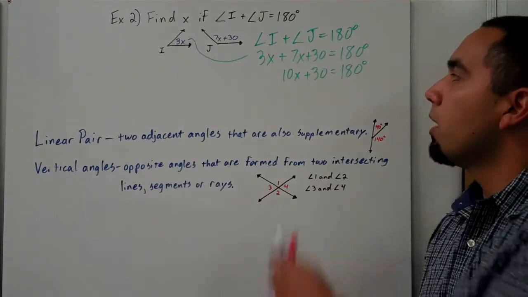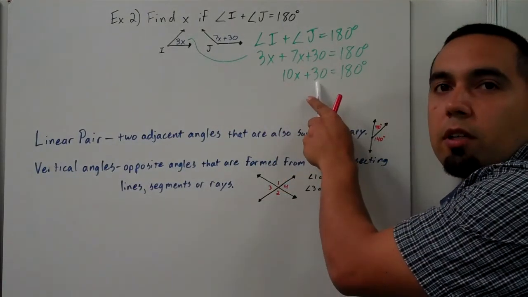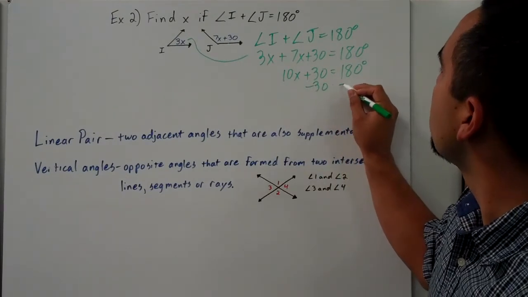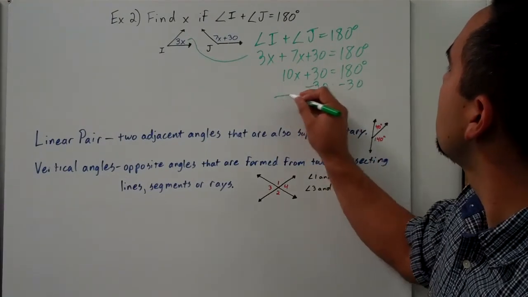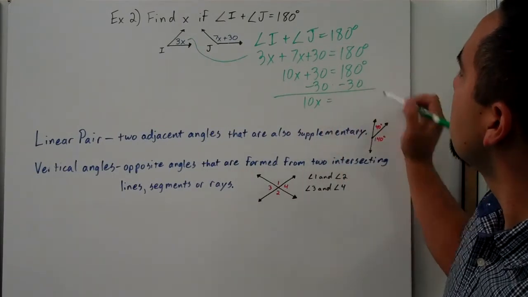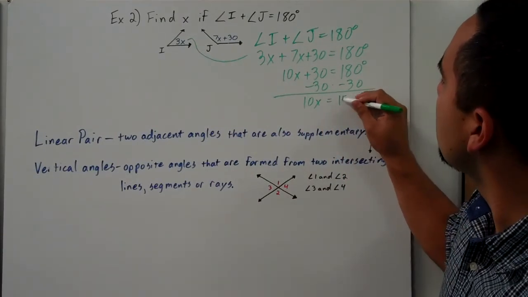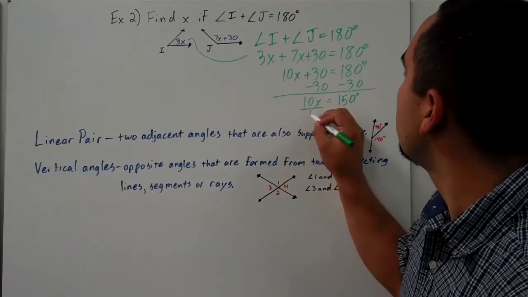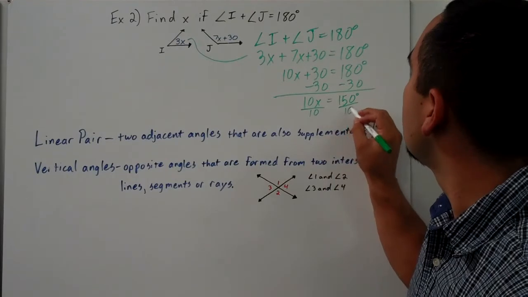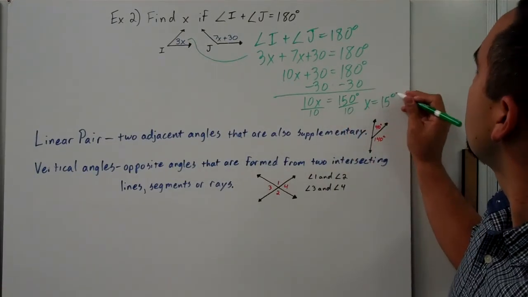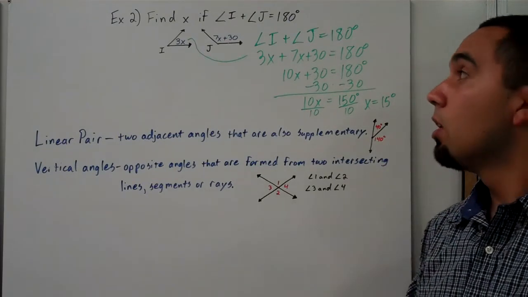Okay. How do I get x by itself? Well, I got to get rid of this first, right? Then positive 30. So I'm going to subtract 30 from both sides. I get 10x equals 180 minus 30 is 150. Divide by 10. We're just about there. If I divide this by 10, I get x equals 15 degrees. Okay.